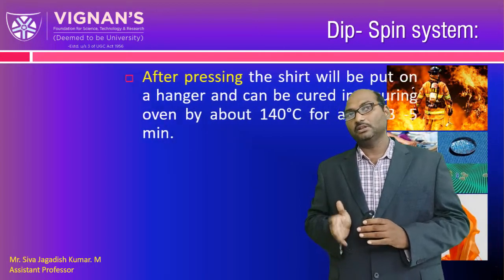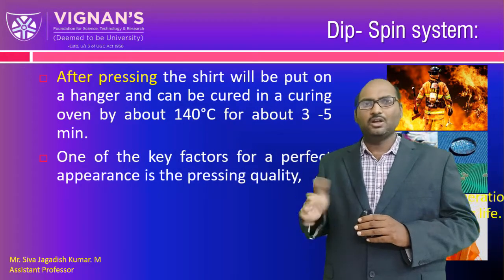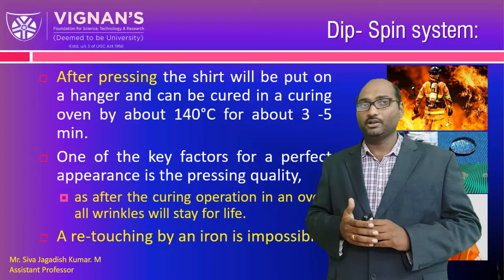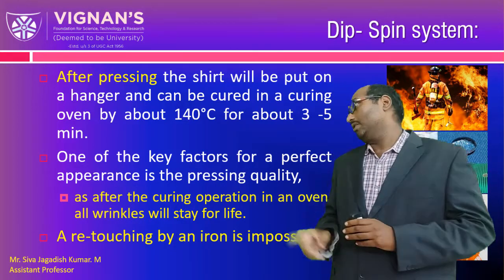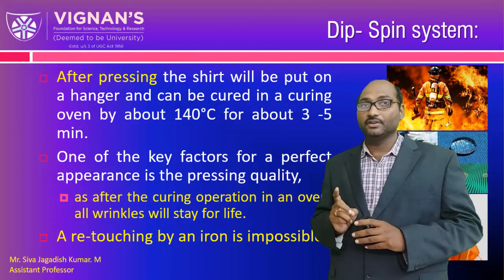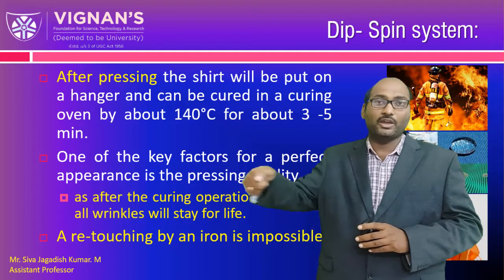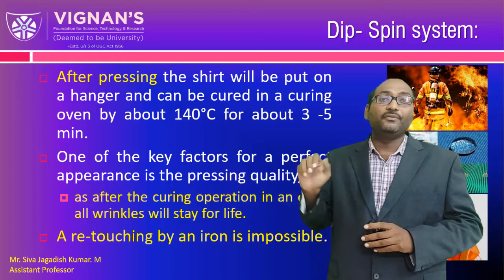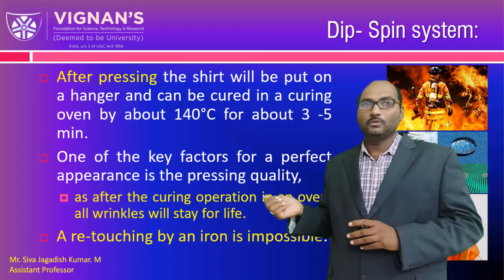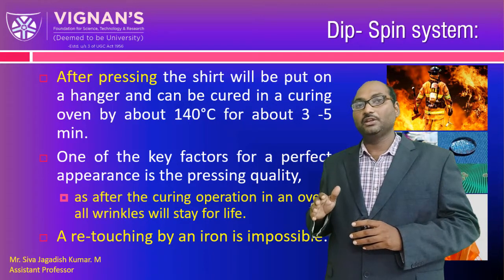After pressing, the shirt is put on a hanger and cured in a curing chamber, again around 120 to 170, normally 130 to 150 degrees centigrade, for 3 to 5 minutes. One thing you need to consider is that the key factor for a perfect appearance is the pressing quality. Whatever you have kept in the curing chamber will be fixed. After curing in an oven, all wrinkles will stay for life. Retouching with an iron is impossible.